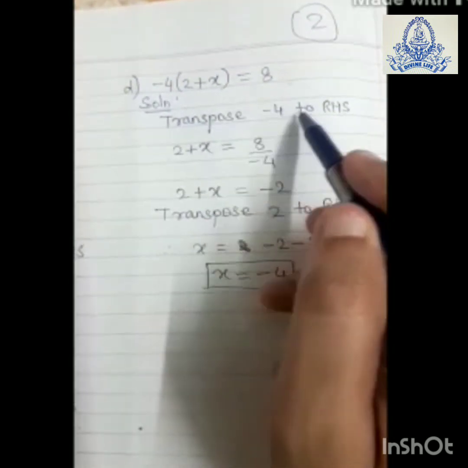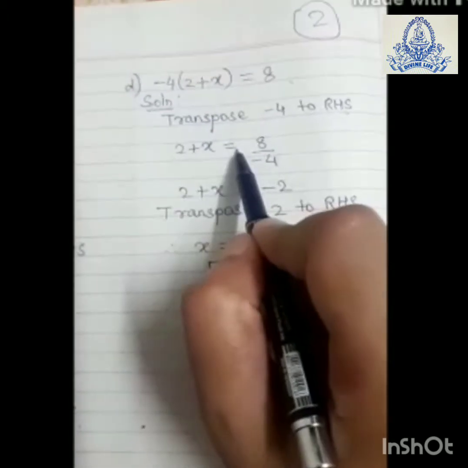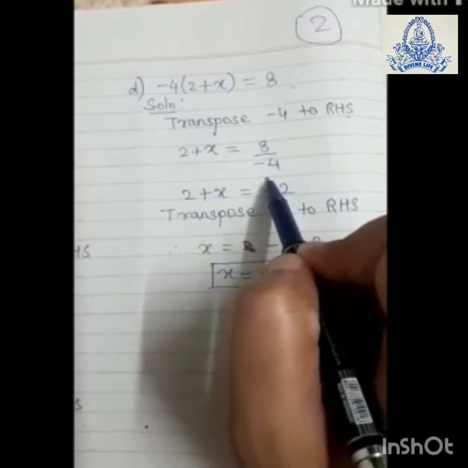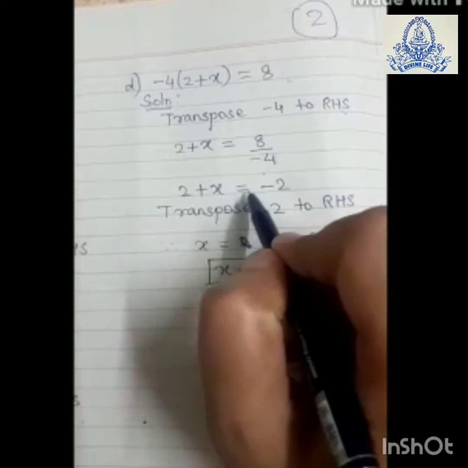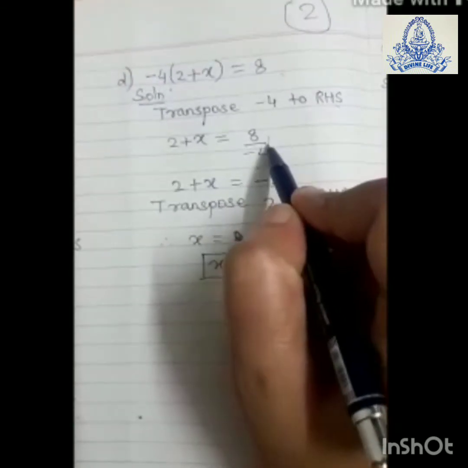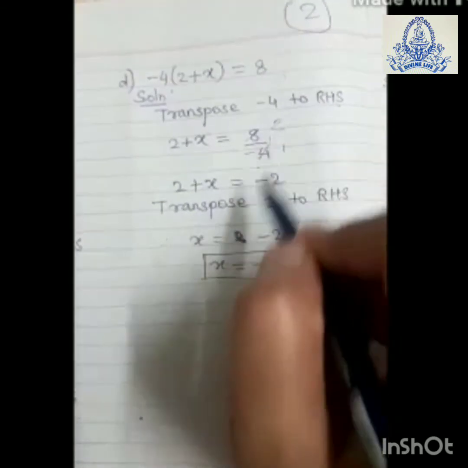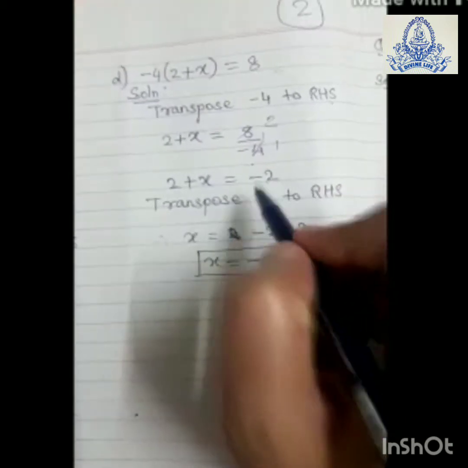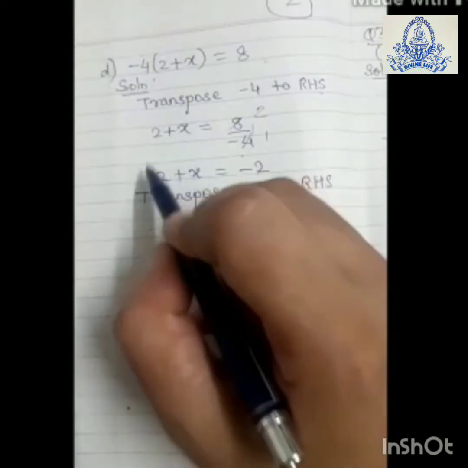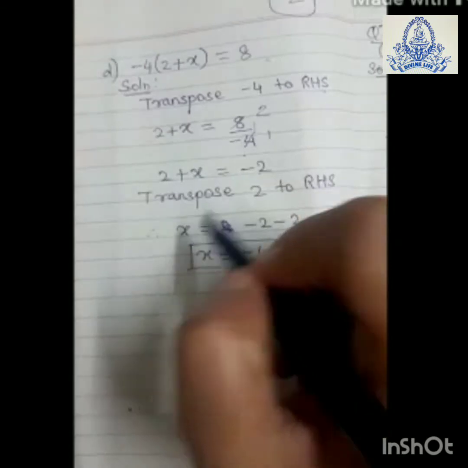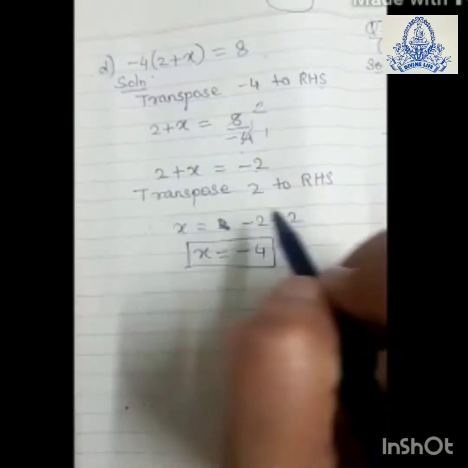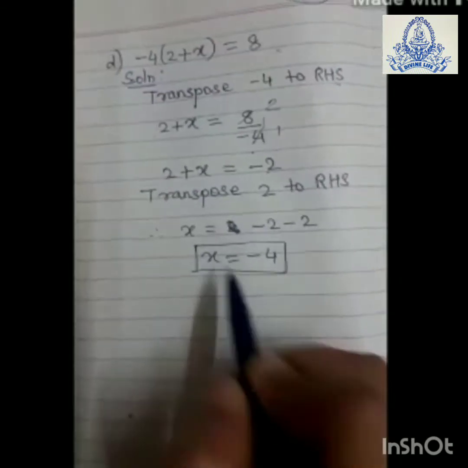So transpose minus 4 to RHS. 2 plus x is equal to 8 upon minus 4. So 2 plus x is equal to minus 2. 4 ones are 4, 4 twos are 8. Minus sign is there, so minus 2. Now we will transpose this 2 to RHS. So x is equal to minus 2 minus 2. So value of x is minus 4.